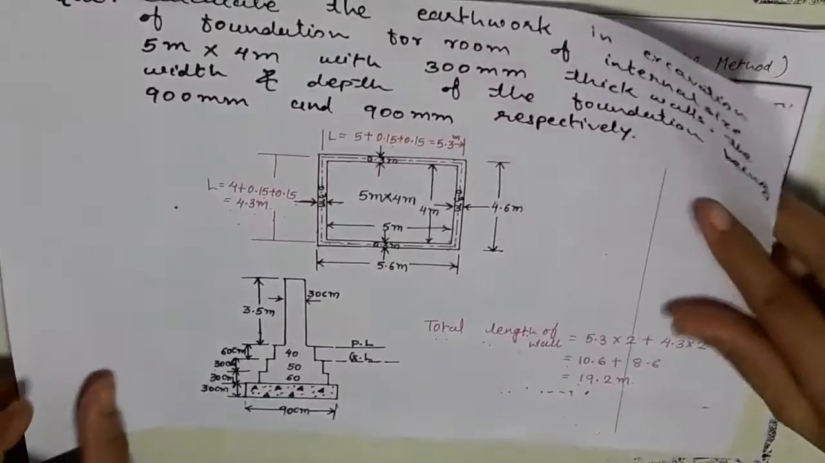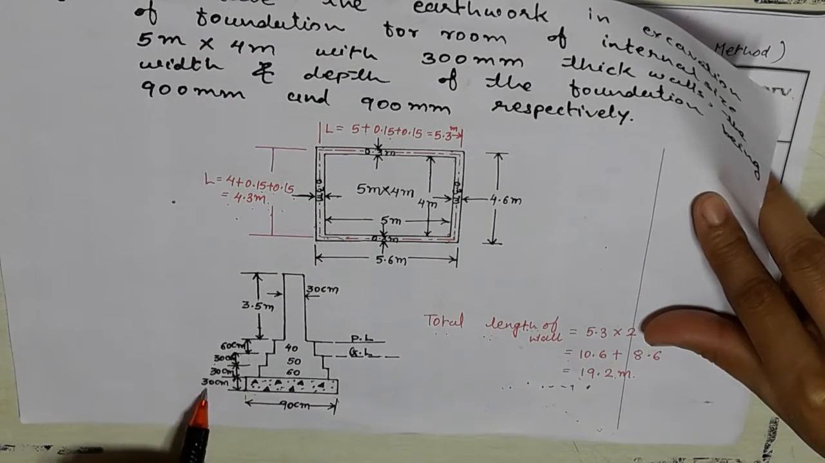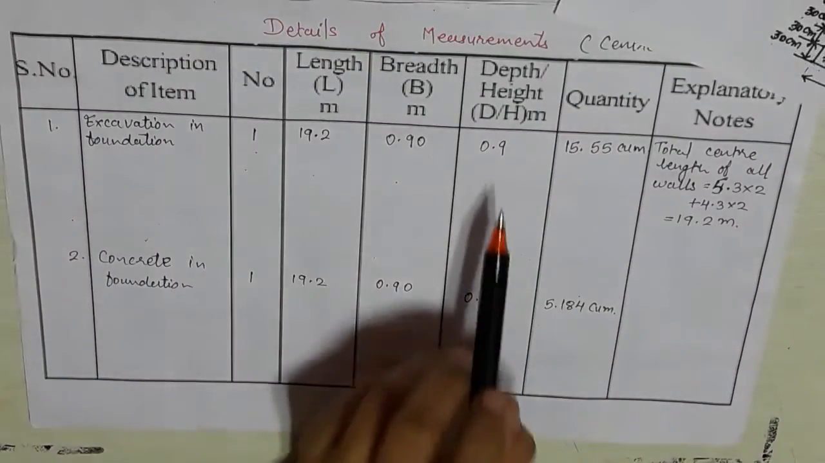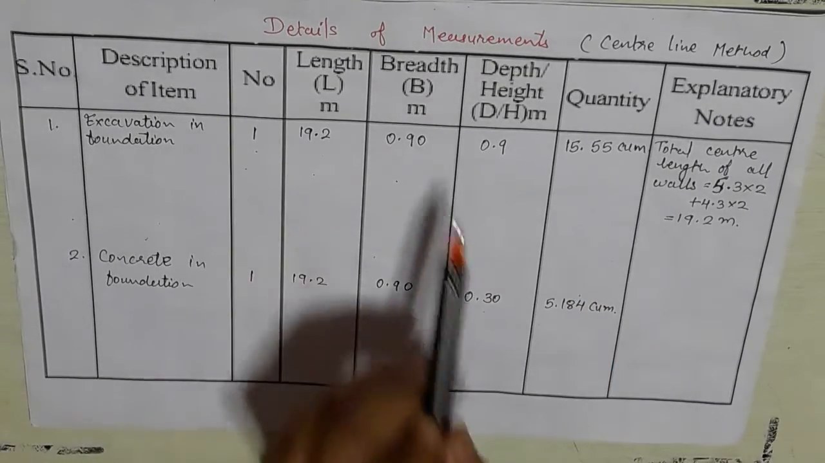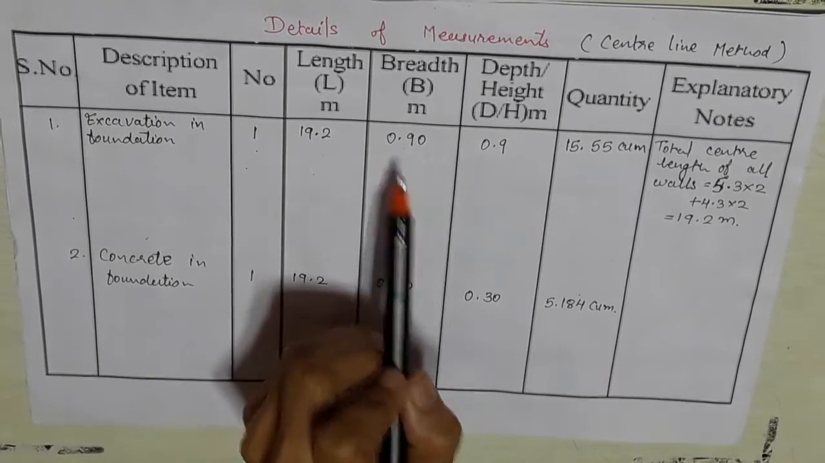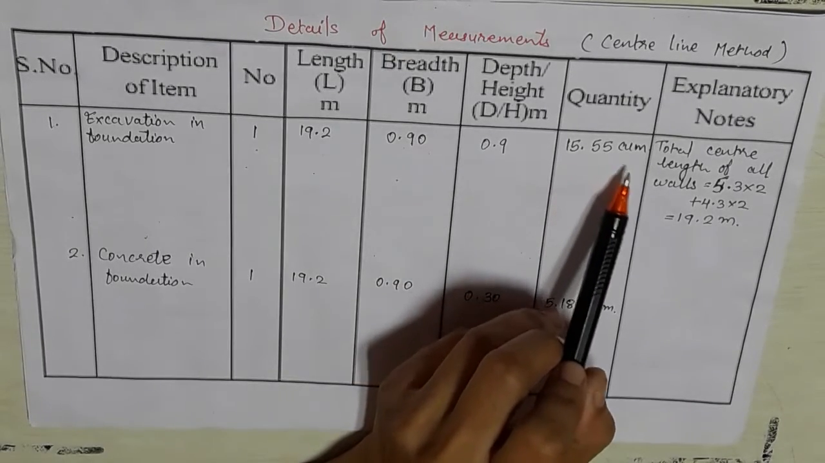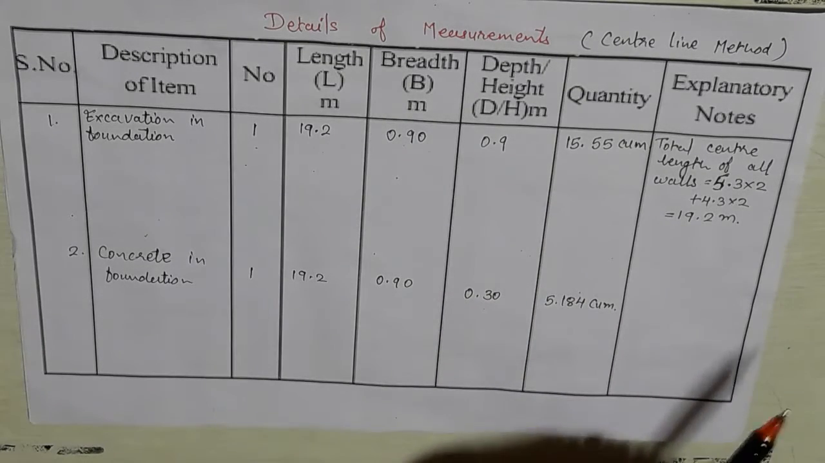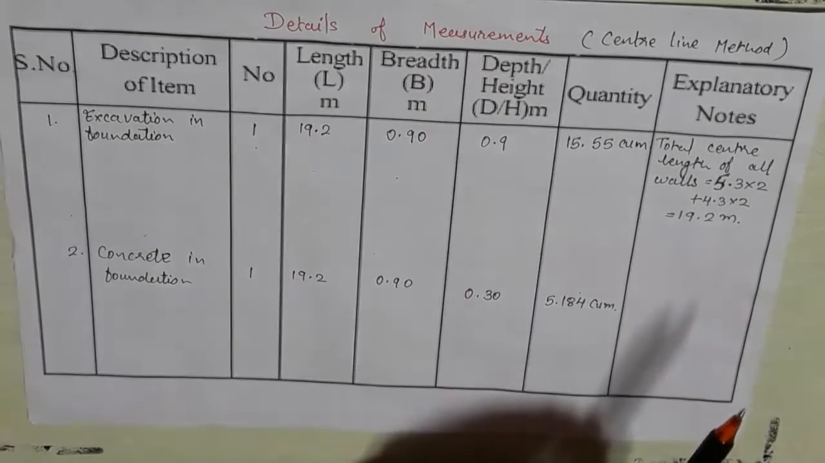Depth: in the foundation detail, see the depth of the foundation, that is 30 plus 30 plus 30, so it is 90 centimeter, so 0.9 meter. So the quantity will be 19.2 multiplied by 0.9 multiplied by 0.9, so that comes to 15.55 cubic meter. You can compare this answer with the long wall short wall method also. So this will be the same.